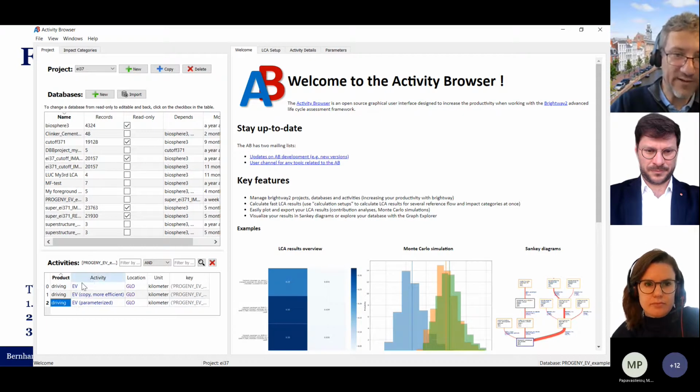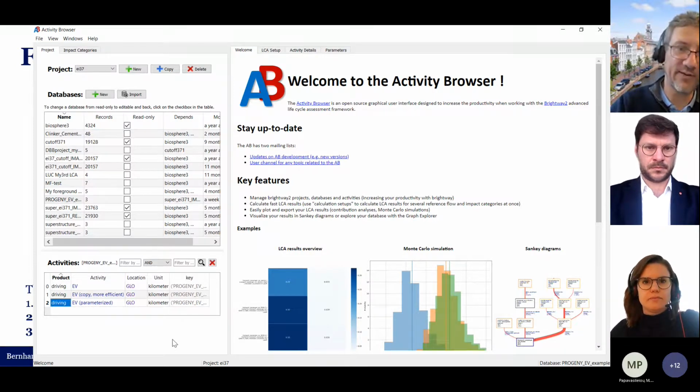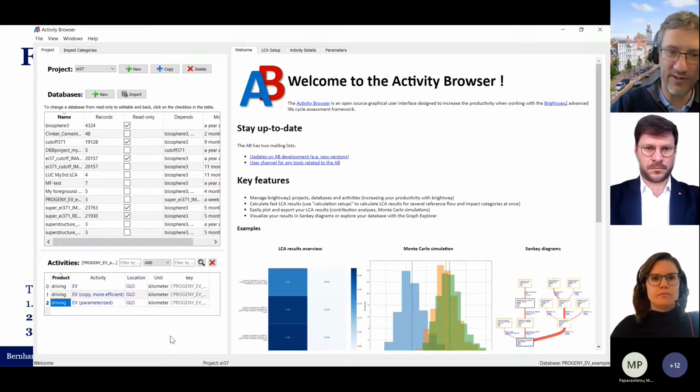So here we have a database in the activity browser. I'm sorry for those people who are not familiar with the activity browser. There are also YouTube videos on the installation and on how to use the activity browser in normal ways, but I don't have time to introduce that now.